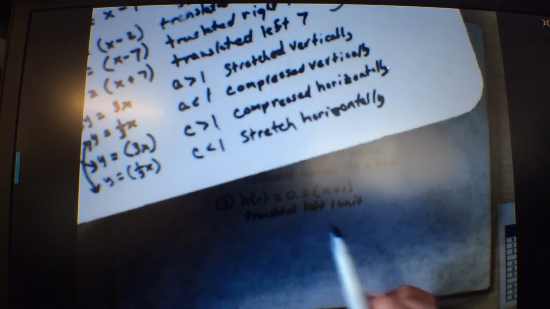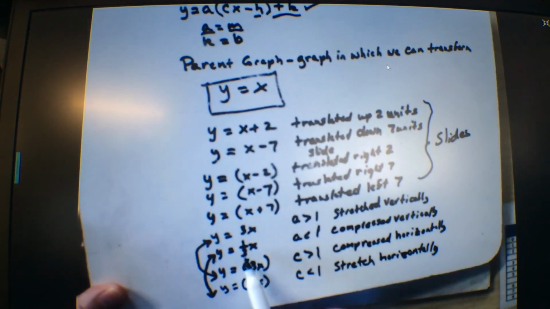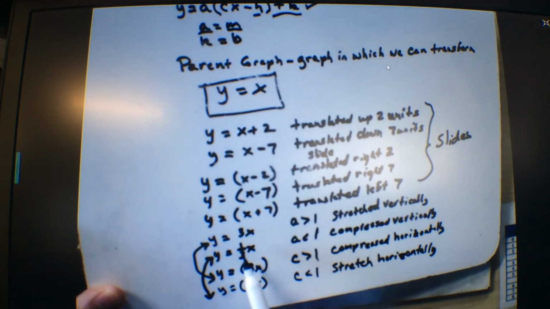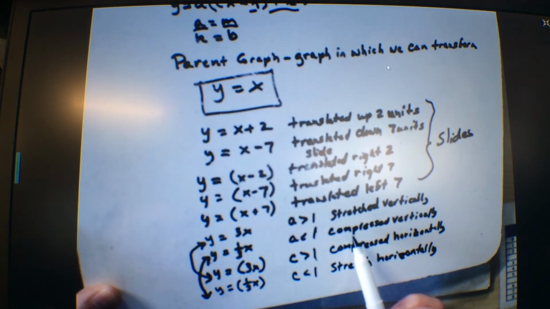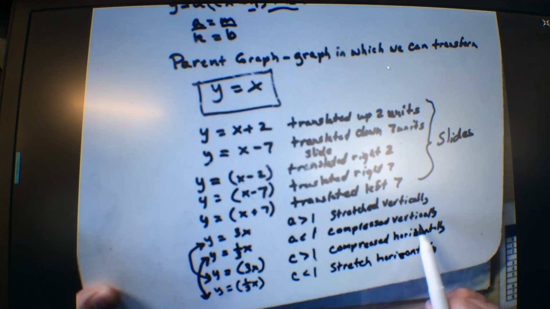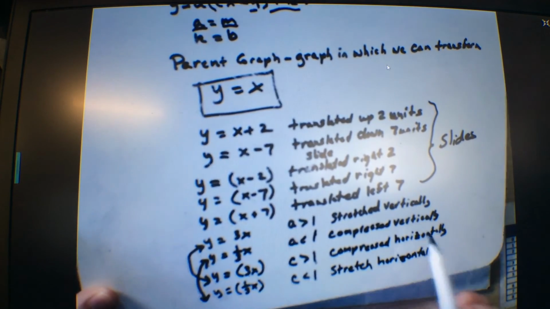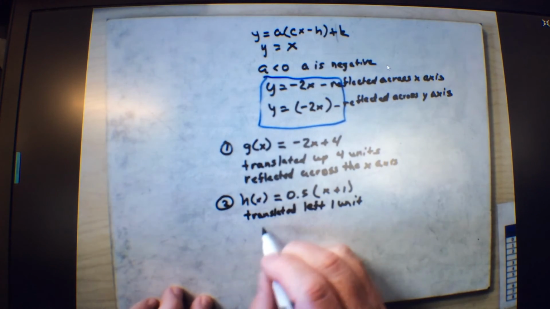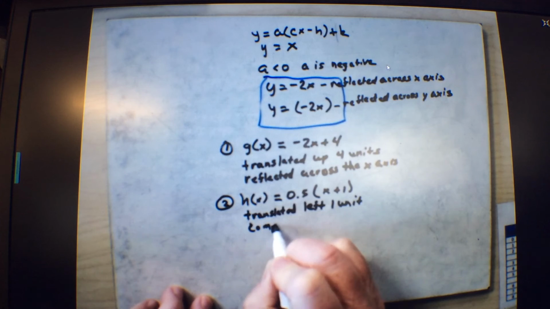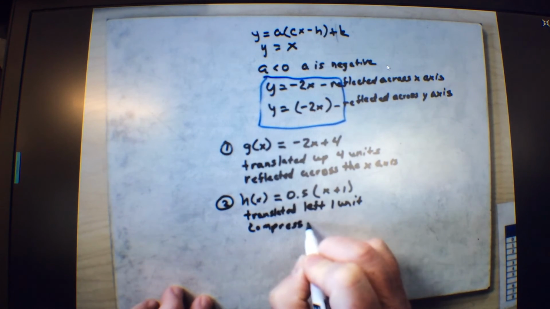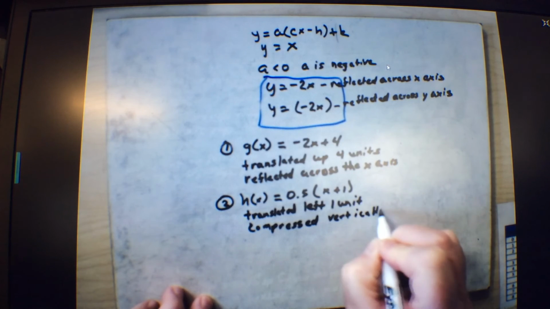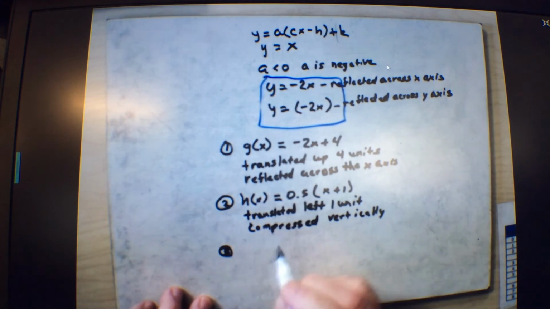Okay, so let's take a look here. And it's on the outside of the parentheses, right? So it's less than 1. It's less than 1, right? So it is compressed vertically. Are you understanding this, Charlie? Good, we're going to come back to you then. Compressed vertically. All right, you ready? Charlie?